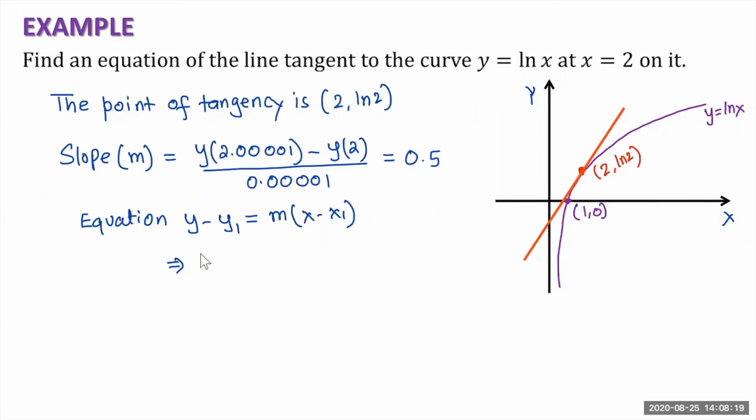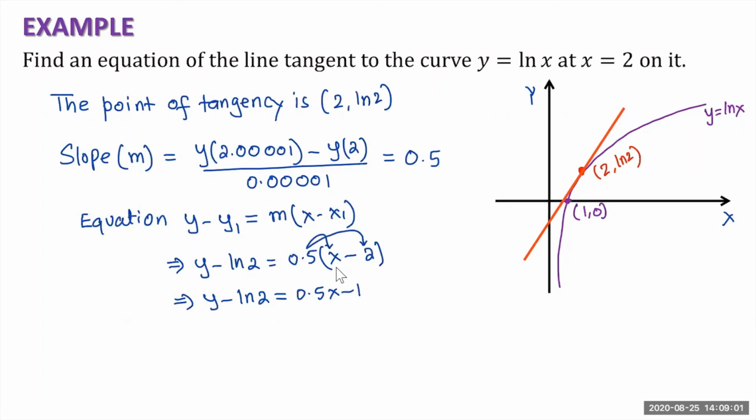So let's plug in. y minus your y1, which is natural log 2, equals your slope 0.5 times x minus your x1, which is 2. x1, y1 is the point, and m is the slope. Now, let's simplify this. So y minus natural log 2 is equal to 0.5 times x, which is 0.5x when you distribute that. And 0.5 times 2 is 1.